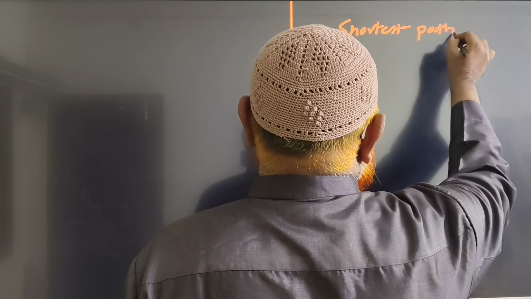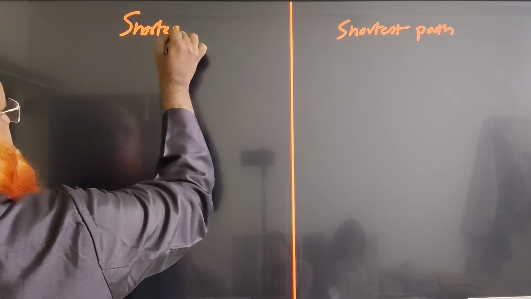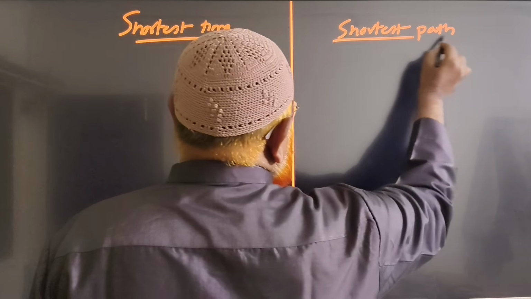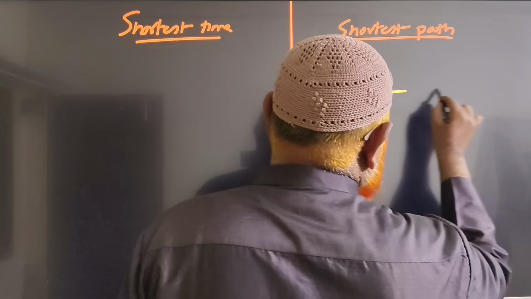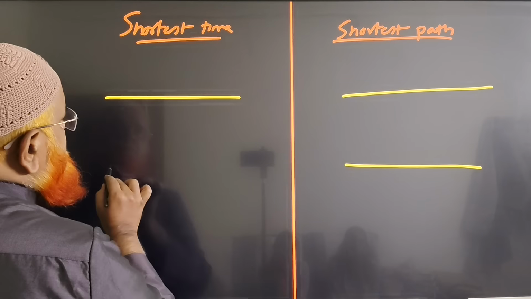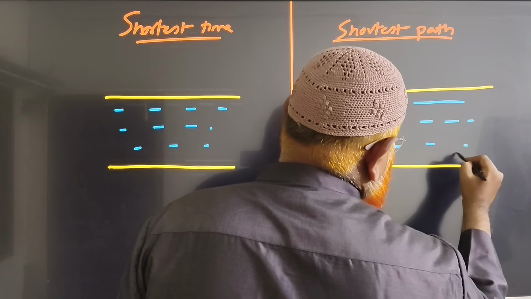Shortest path. Another is shortest time. Shortest path and shortest time. See, I told you yesterday about shortest path and shortest time. Now this is a river flow. This is a river flow. I'll explain this in a shortcut way.